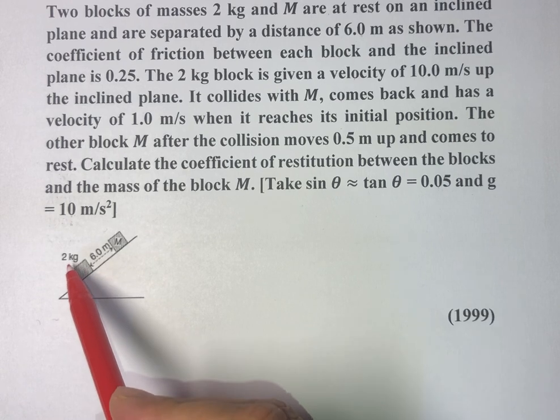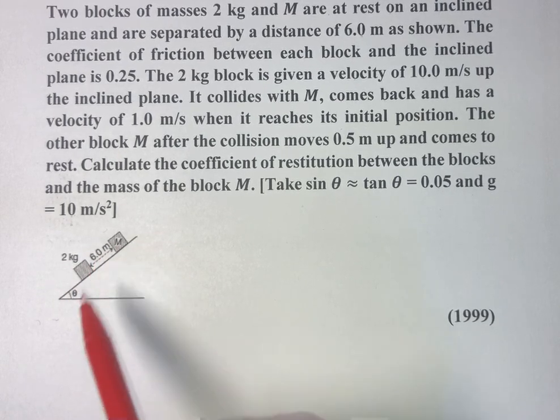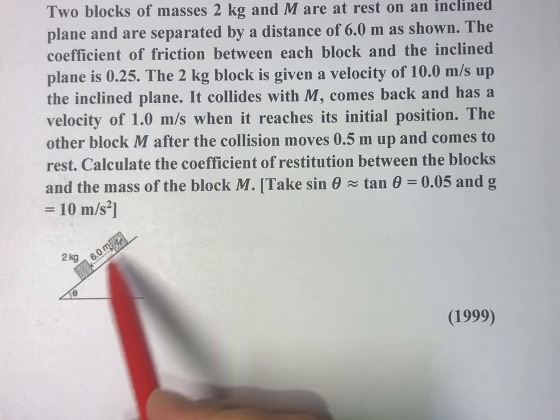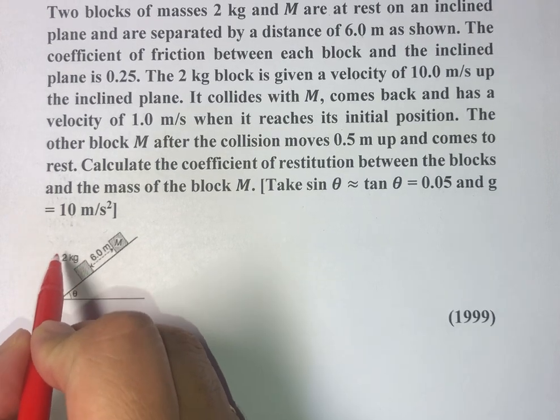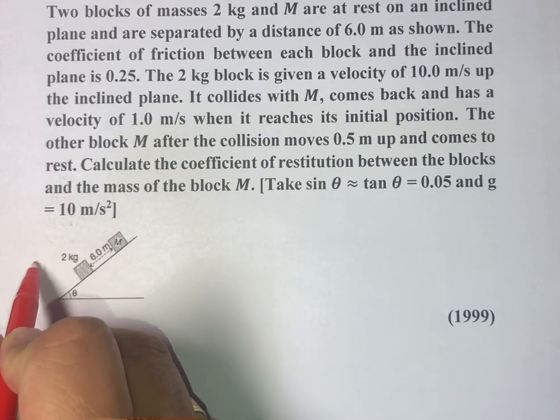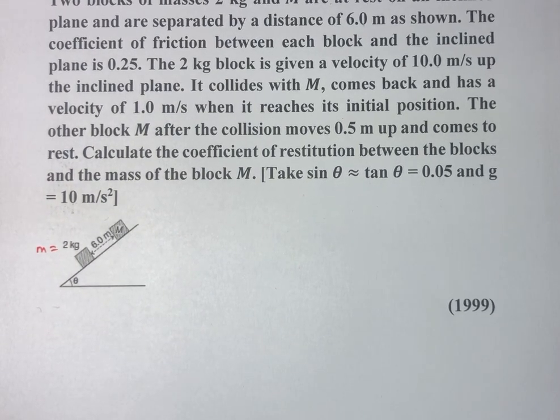So these are the two blocks, 2 kg and capital M. The initial distance between them is 6 meters and the angle of inclination of the inclined plane is theta. Let us suppose the 2 kg block is represented by small m. In this case we are supposed to find two things. First is the coefficient of restitution and another is the mass of the block capital M. So first of all, let's find the coefficient of restitution.